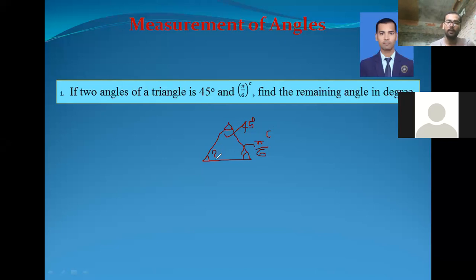What is the third angle we need to find? For that, first we need to convert the radian measurement into degree, because the question is telling us to find the remaining angle in degree. That's why first we need to convert the radian measure into degree. So let's talk about the solution.